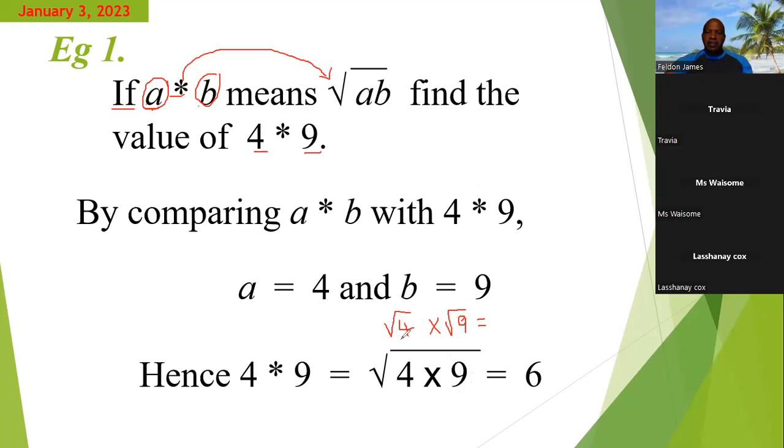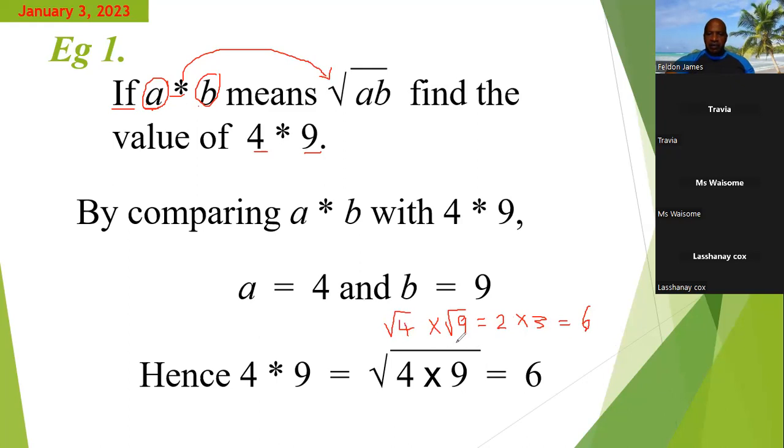But if you just found the square root of 4 by itself, then the square root of 9, the square root of 4 equals 2. The square root of 9 equals 3. Then you're finding the square root of smaller numbers, and so it is easier to calculate. So now we have 2 times 3 gives you 6, which gives you pretty much the same answer as when you find the square root of 36. Whichever way you approach it, you will arrive at the same answer.